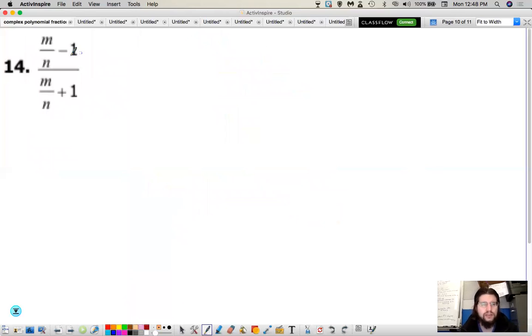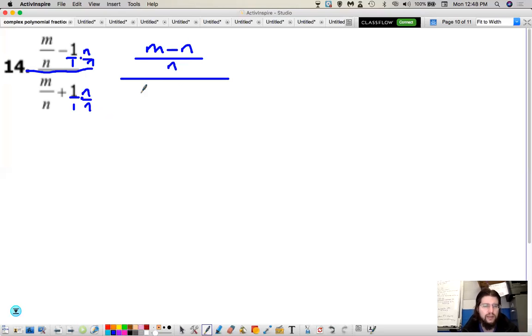Okay, so we got some ones here. So again, lots of scratch work. Multiply that by n over n. Multiply that by n over n. So that's going to be m minus n over n, and the bottom is going to be m plus n over n. Follow me? N is my common denominator. I'm just subtracting them. They have this common denominator. N is my common denominator. I'm adding them. They have n as the common denominator.